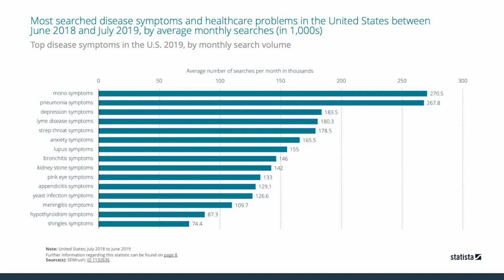evaluating health information online. We'll look at one last one, which was somewhat fascinating, looking at the kind of things that people search for in terms of healthcare problems on search engines. In our current climate, it might be that COVID symptoms are probably the highest search things. But at this time, last summer in 2019, it said that mono symptoms, pneumonia, depression, Lyme's disease, these were some of the top search symptoms related to health that were out there. And others include shingles, meningitis.